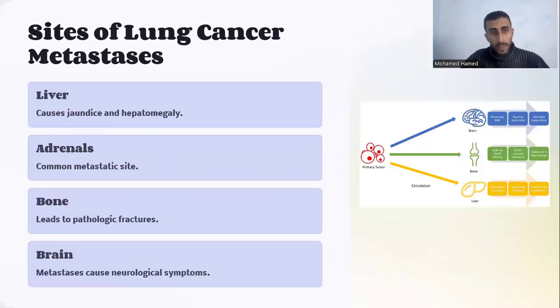So the sites of lung cancer metastasis: it can metastasize into the liver, adrenals, bone, and brain. These are the four sites that lung cancer tends to metastasize to. If you have an accompanying symptom such as jaundice or hepatomegaly, it has probably metastasized into your liver, adrenals, or pathological fractures. This means it has metastasized to your bone, and brain, of course.